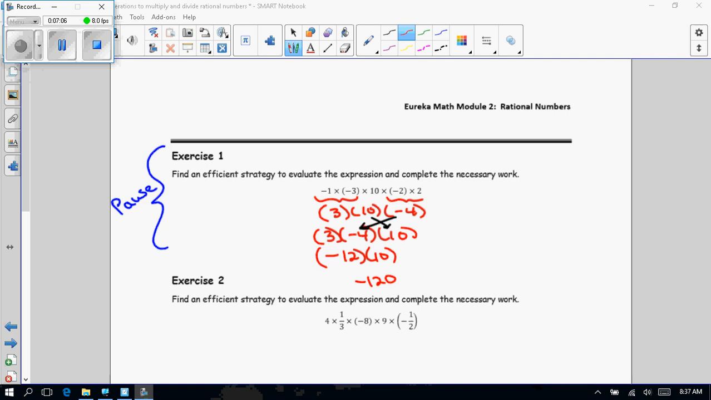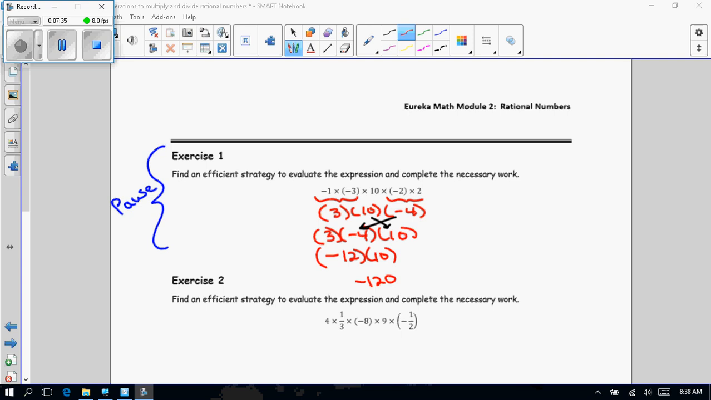Okay, so what I did was I put the first two together, -1 times -3, and got a +3. I left the 10 as is, and then I multiplied the back two there, the -2 times +2, and got a -4. And then I also switched the order. I did the commutative property and just put the 3 and the 4 together because I know that makes 12, right? So I have a -12 because the 3 was positive, the 4 was negative, and I left the 10. And then I multiplied by 10 at the very end because I find that to be very easy.